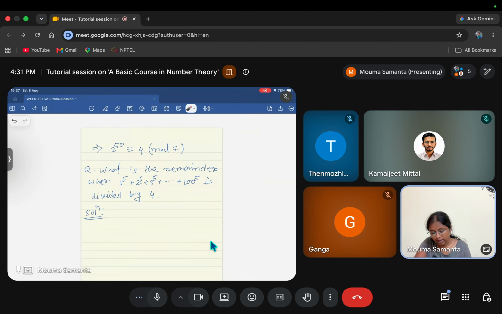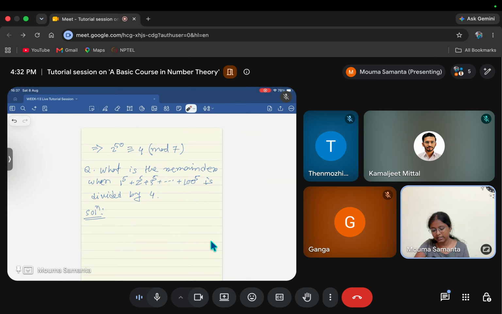Now see, we are dividing it by 4. So how many remainders can we have by dividing by 4? At most 4: 0, 1, 2 and 3, right? So any 4 consecutive integers you take, you will get the remainders 0, 1, 2, 3.